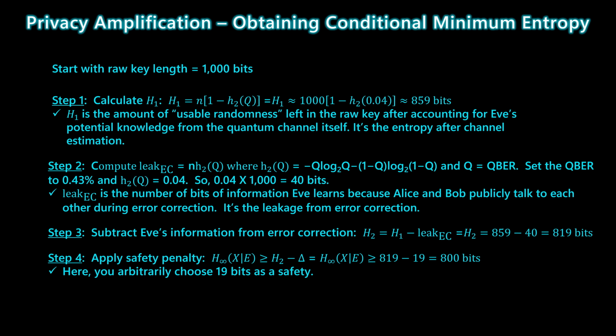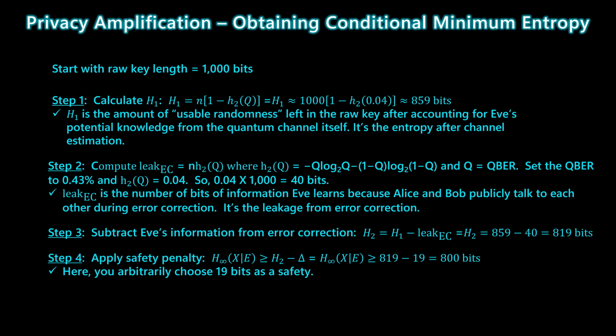We take the 859 bits from the channel estimation step, subtract the 40 bits leaked during error correction, and obtain 819 bits. This is the amount of uncertainty that remains before accounting for statistical fluctuations.